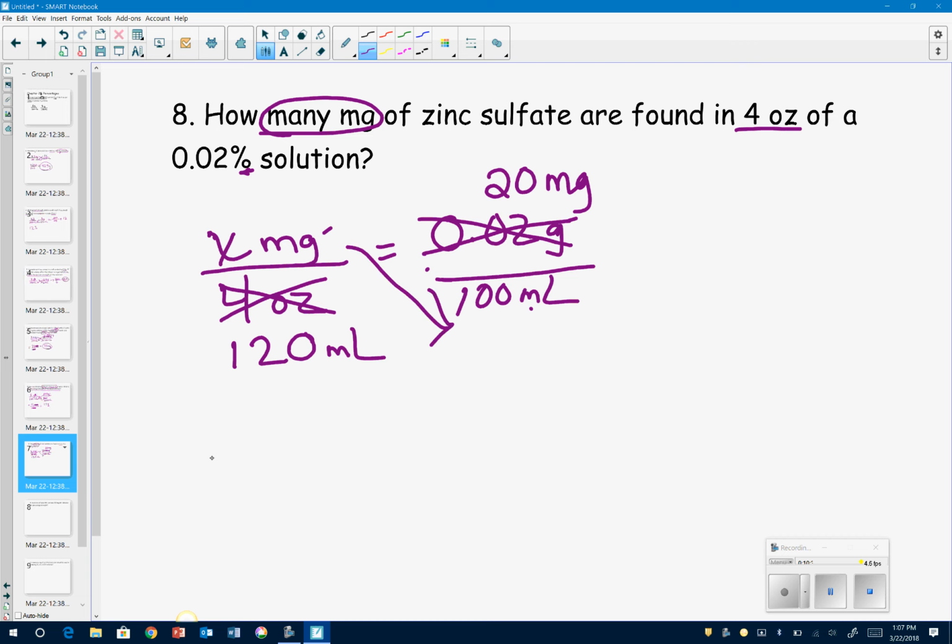So X times 100, it always goes on the bottom, so it would be 100X. 20 times 120 would be 2,400. Again, take your 2 zeros out. 2 on top, 2 on the bottom. 24 divided by 1 is 24. So your answer is 24 milligrams.